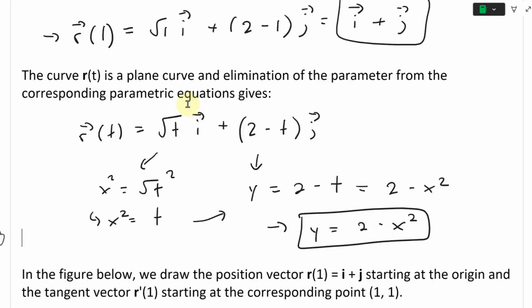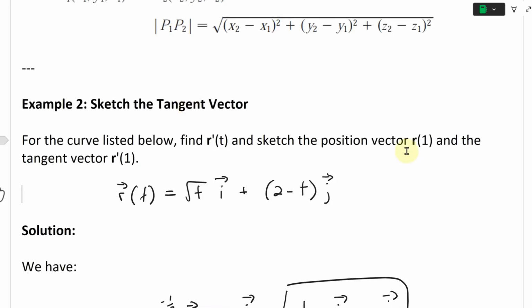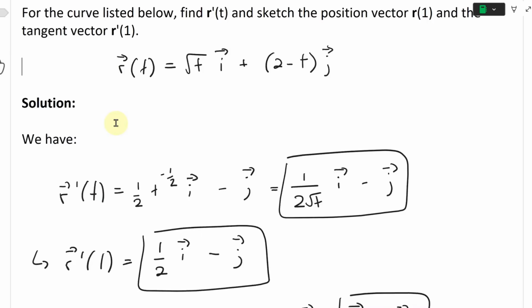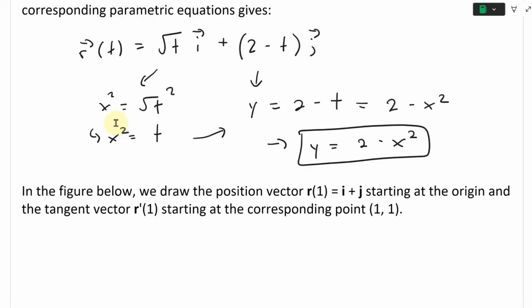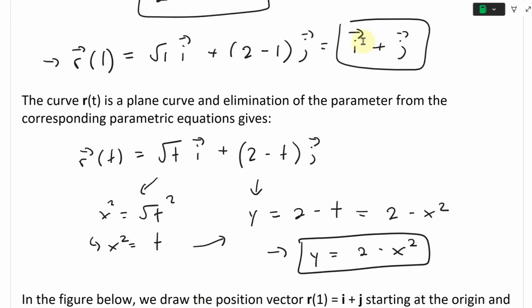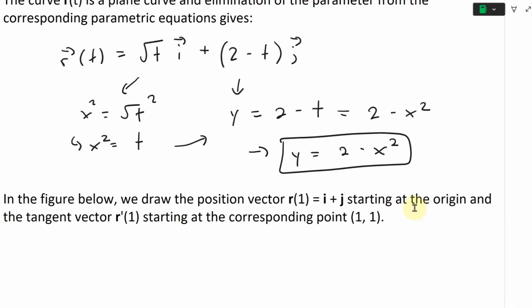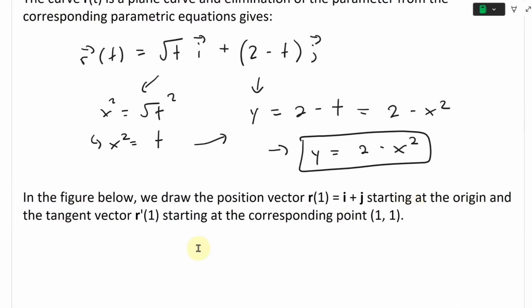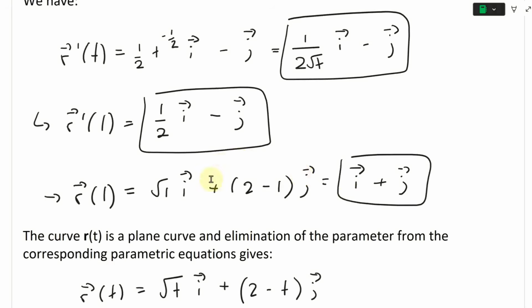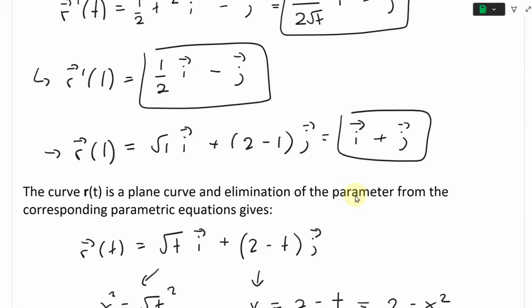All right, and now we're asked to sketch the position vector r of t and the tangent vector, so r prime of t. So let's draw these out. In the figure below, we draw the position vector r of 1 equals i plus j, starting at the origin, and then the tangent vector r prime of 1 starting at the corresponding point 1, 1.